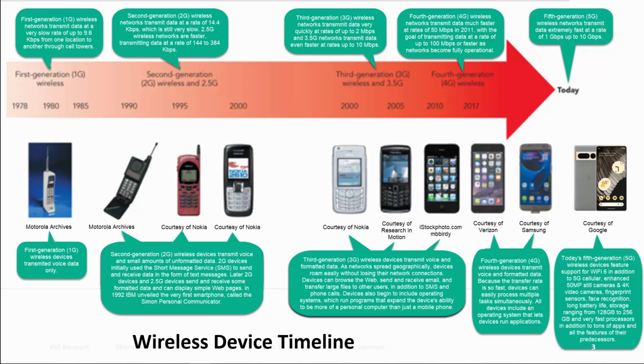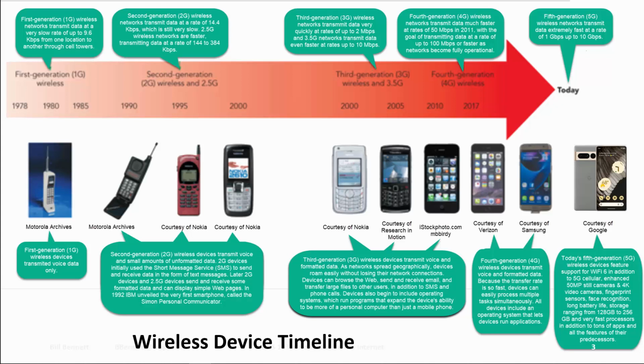It wasn't until the 1970s that personal voice communication devices became wireless, starting with the first generation, 1G, in 1978, which was capable of transmitting voice data only. Second generation, starting around 1990, could transmit voice and small amounts of unformatted data like SMS messages, and later, simple web pages. Third generation, 3G, starting around 2000, transmitted data quickly up to 2 megabits per second, and 3.5G transmitted up to 10 megabits per second.